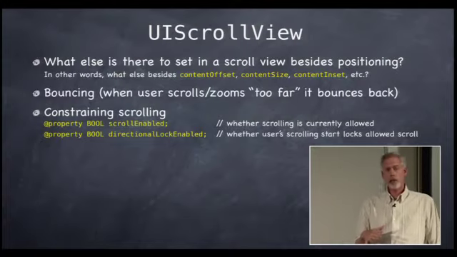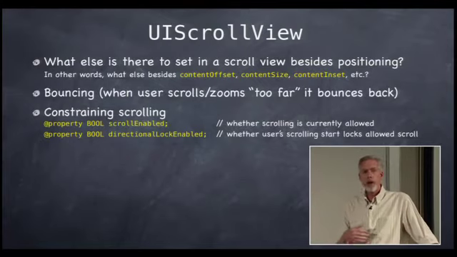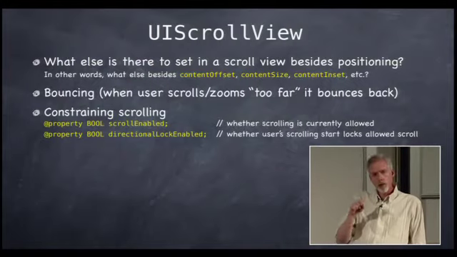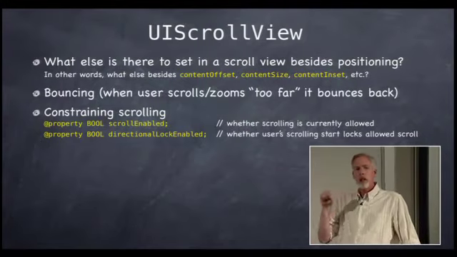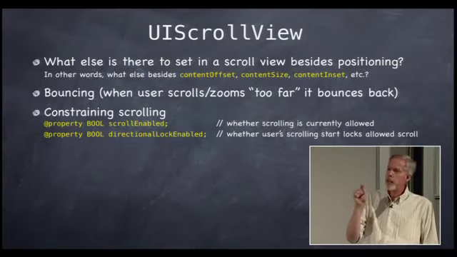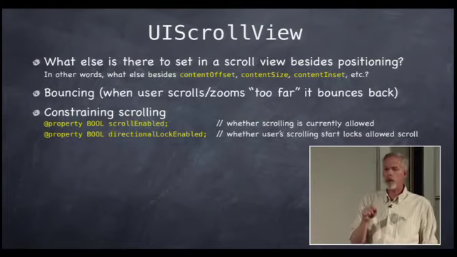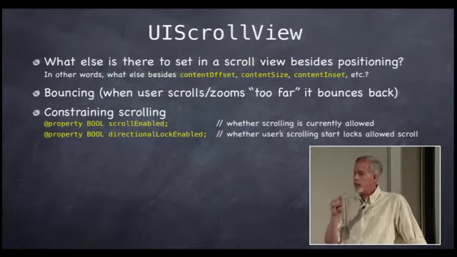You can constrain the scrolling. You can disable the scrolling at any time by saying scrollEnabled equals NO. It also has this constrained scrolling called directional lock, which is once you start scrolling significantly horizontally, you'll only be able to scroll horizontally. Or if you start significantly vertically, then it'll constrain it to only do that. So if you have like a grid or something and someone's scrolling horizontally or vertically, it'll keep them in the column that they're in. If they start substantially diagonally, it'll scroll freely, vertically and horizontally.